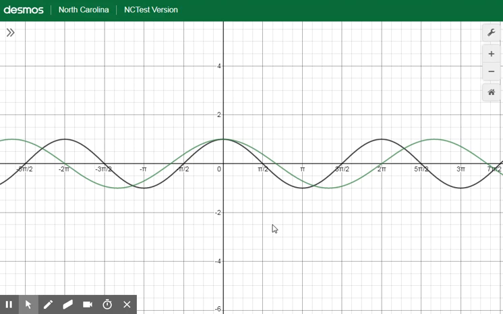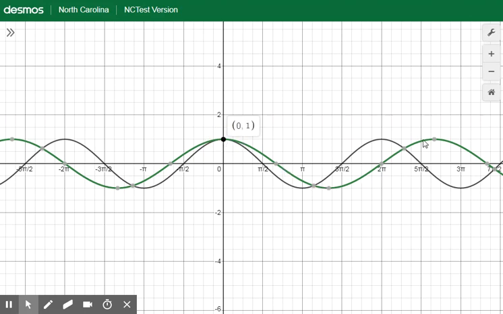How about the midline? Did the midline change? Nope, the x-axis is still cutting that in half. So what did change? The period. You can obviously see that the green function is stretched out horizontally. So let's look at standard period. One complete cycle is 2 pi. Let's look at it on the green function.